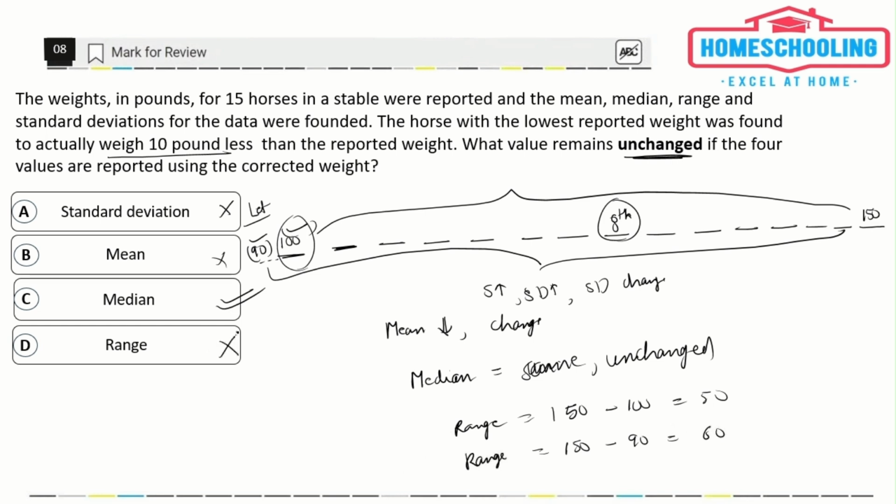So range will not be your correct answer. Only median will remain unchanged in this case. So option C is your correct answer, median.